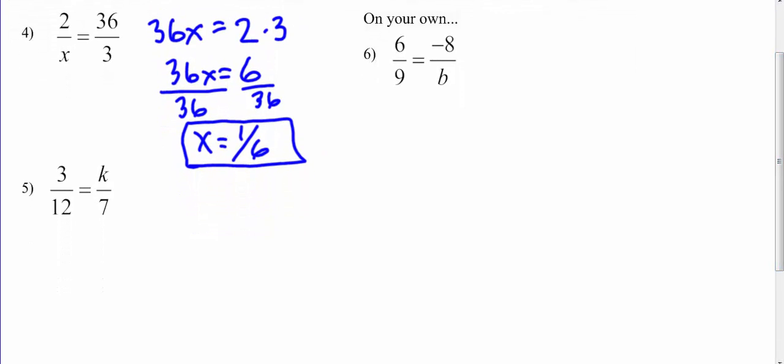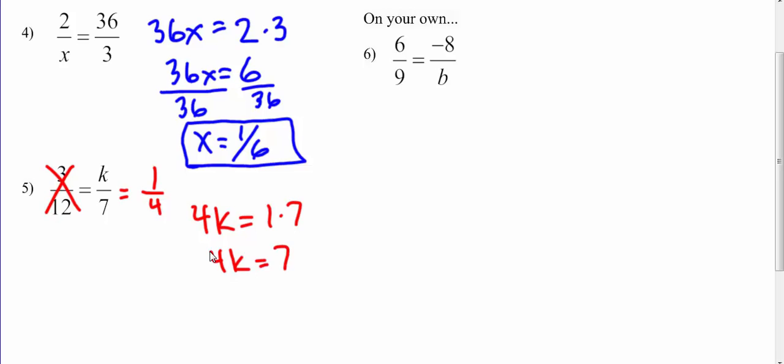Let's take a look at the next one. 3 over 12. Wait a minute, I can simplify. Do that if you wish. Equals k over 7. I wish to simplify first. I'm not going to write that as 3/12, I'm going to write that as 1/4. And now we can use the cross products property. 4 times k equals 1 times 7. So 4k is just simply 7. When we divide both sides by 4, we get 7/4.